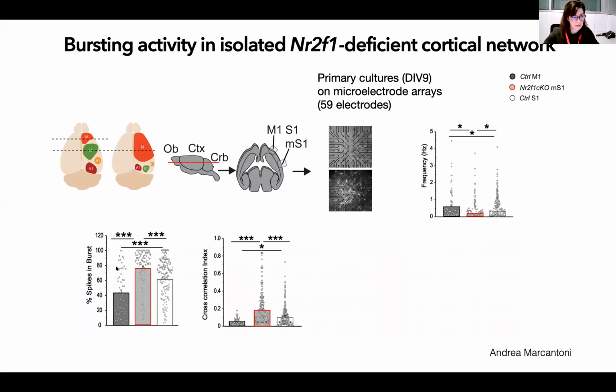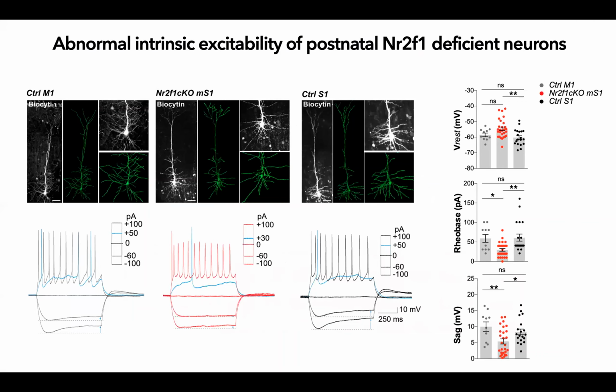Okay, so here we have the quantification where we observe a higher number of spikes in each burst. Here you have again the morphology of layer 5 pyramidal neurons and the electrophysiological profile. I was talking about the SAG response in primary motor cortex and somatosensory cortex, and the lack of SAG response that is quantified here on the right.